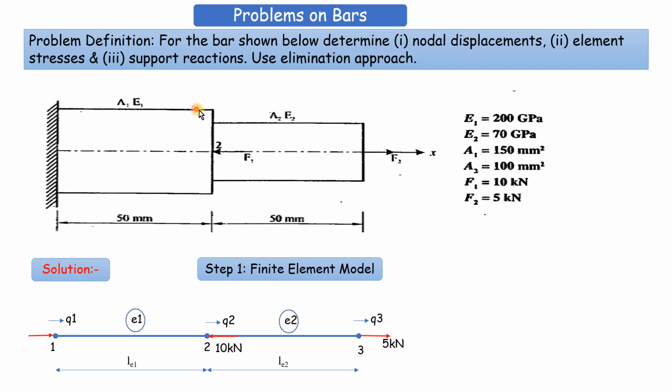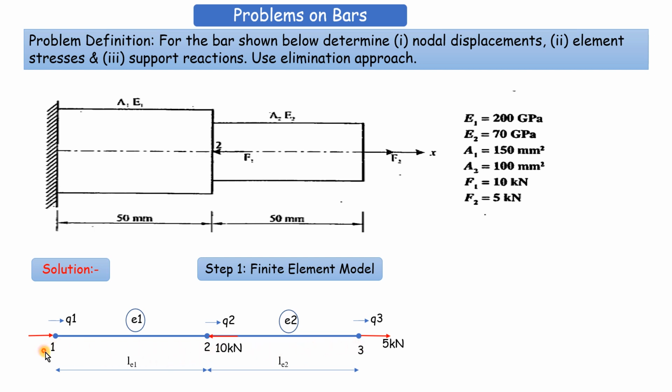So in this case, it's a structural problem. The field variable is displacement. Okay. So for displacement we will be using q instead of u. So this is the FE model. So this bar is divided into one element and this bar is divided into one element. Okay, and node numbers are given here 1, 2 and 3.